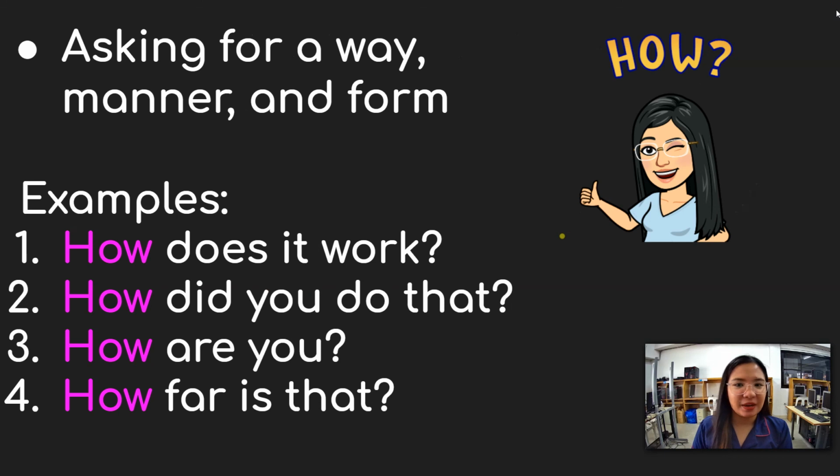Next is the word how, and we use how for way, manner, and form. For example, how does it work? How did you do that? How are you? And how far is that?